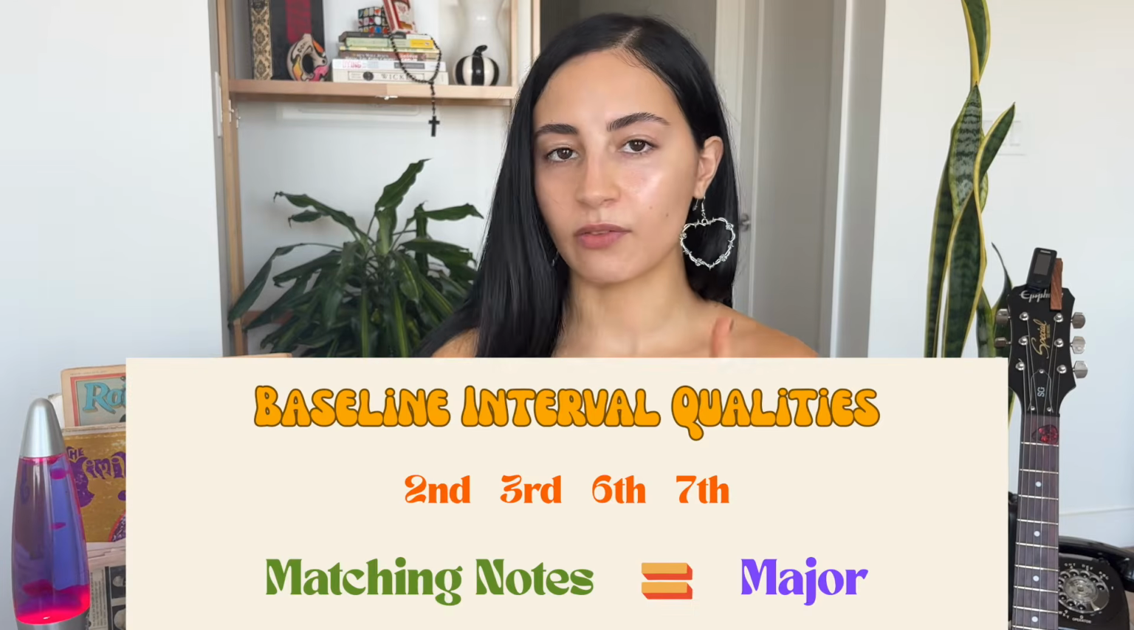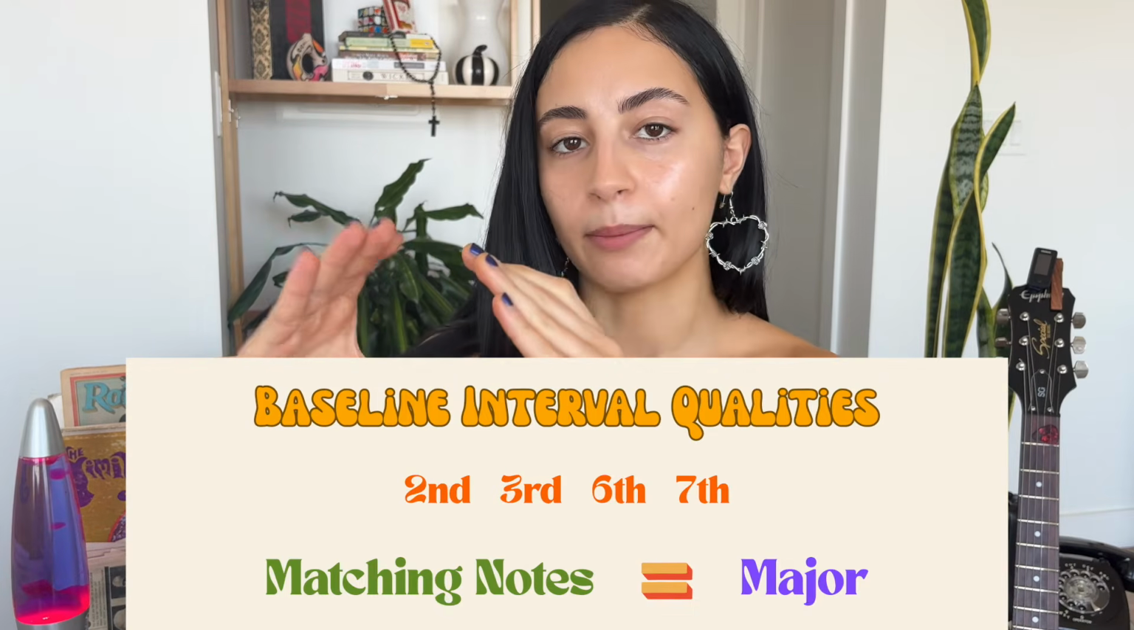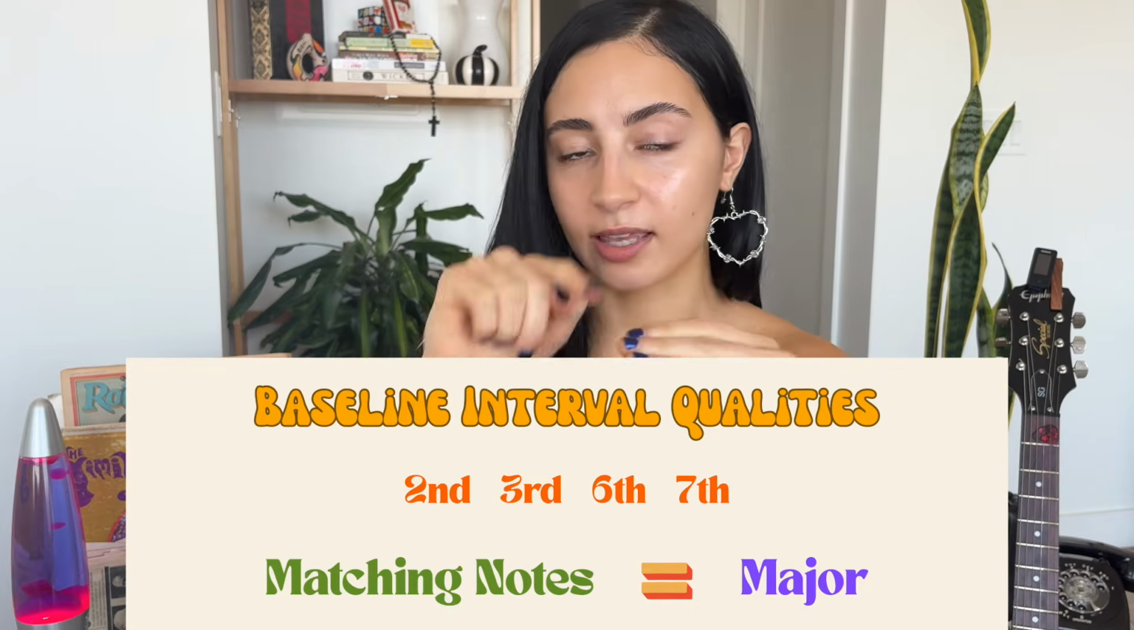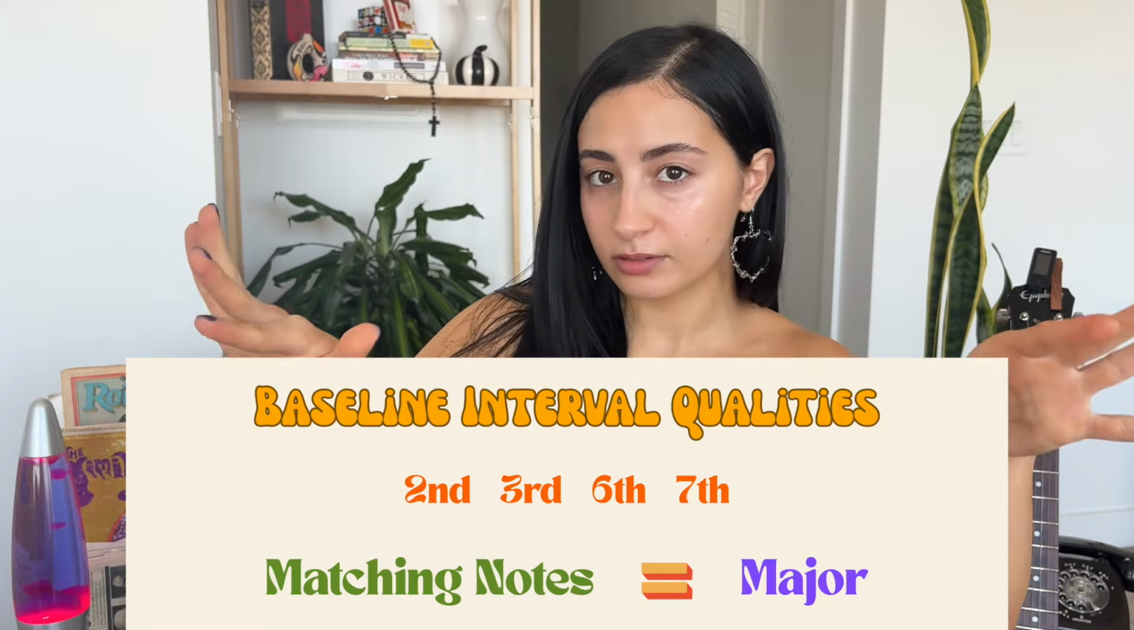And why? Well, the thing is, there's a baseline quality associated to each number of an interval. If the note we're measuring matches the note within the scale of the starting note. So, for example, if our interval is a second, third, sixth, or seventh, and the note we're measuring is the matching note within the scale of the starting note, we call that a major interval. Always. It's always called major.